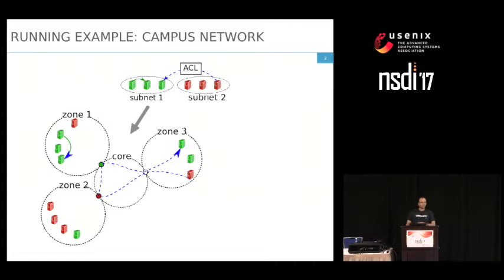For access control purposes, we associate a router with every subnet, and we require that all packets leaving or entering the subnet are inspected by its corresponding router. So, for example, if you wanted to send a packet from the red subnet to the green subnet within the same zone, it would have to traverse the red and the green routers first.